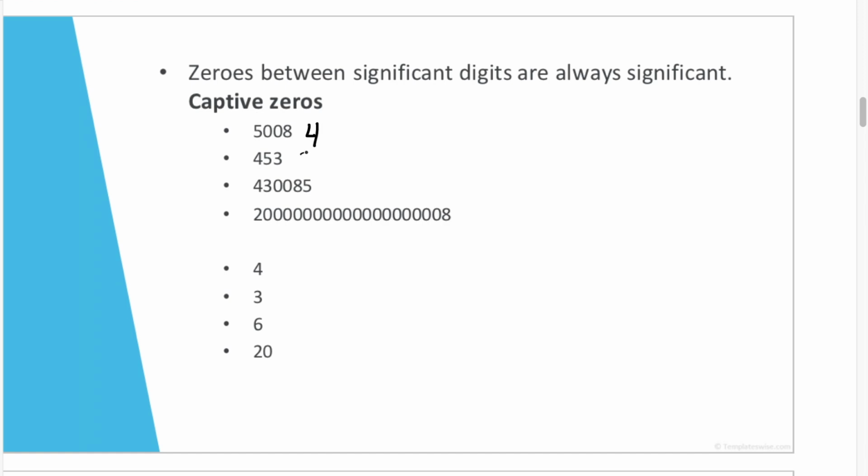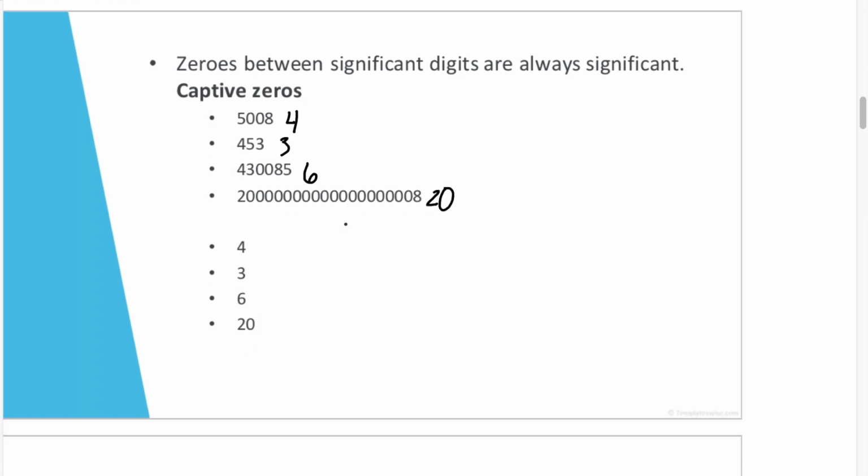Here, there'd be 3. There are no zeros anyway. Now, on this one, there are 2 zeros, but again, they're in between, so we just count all the digits: 1, 2, 3, 4, 5, 6. And in this one, if you were to count all of this out, there would be 20 digits there. The zeros all count because they're held captive by the non-zeros.